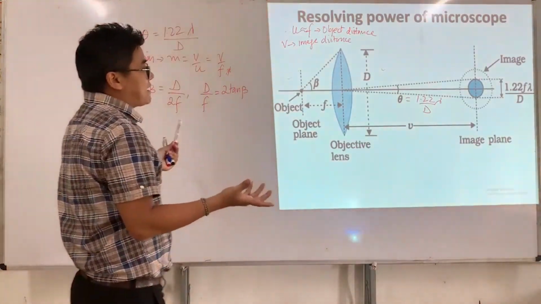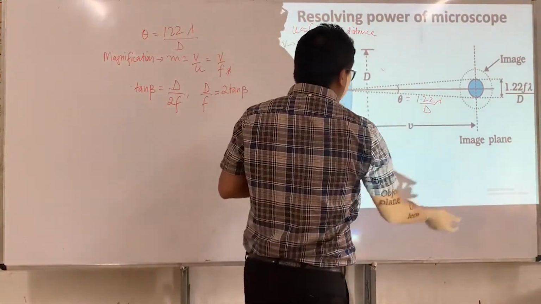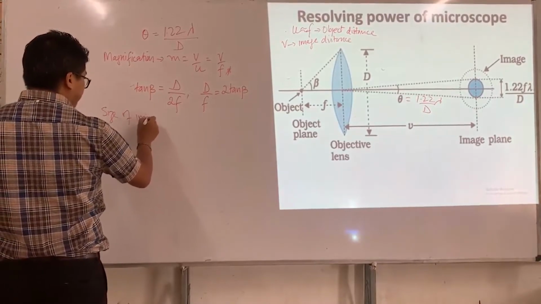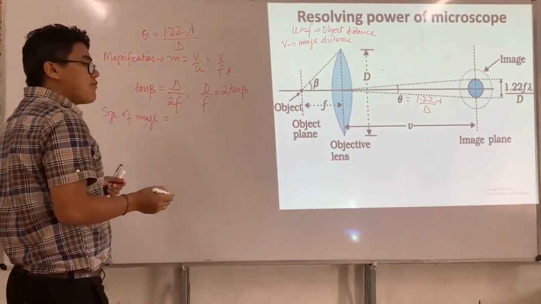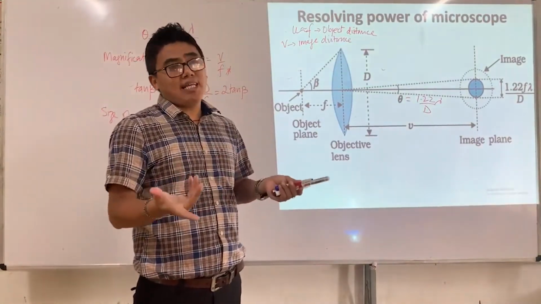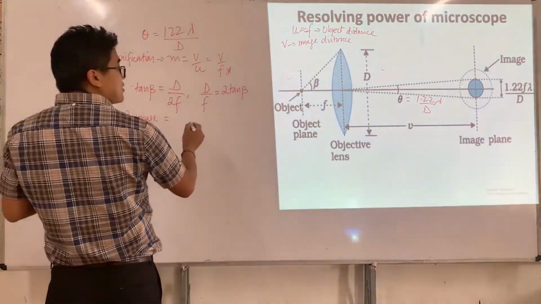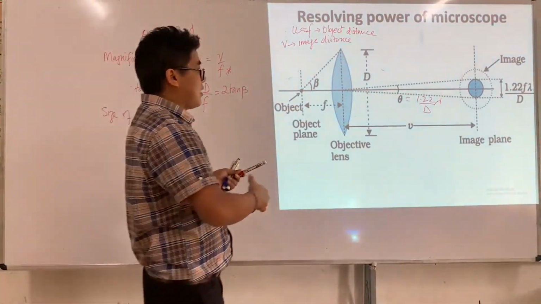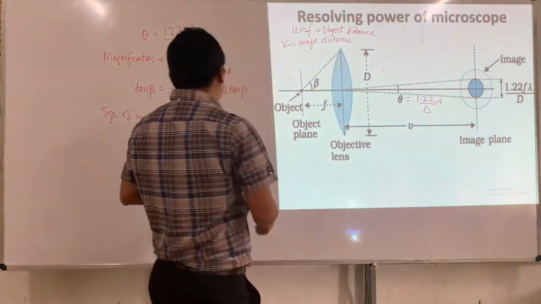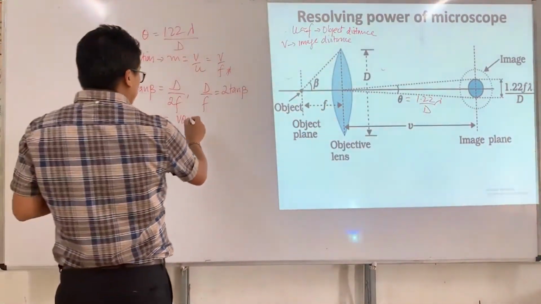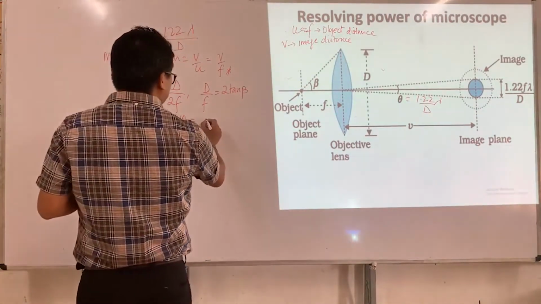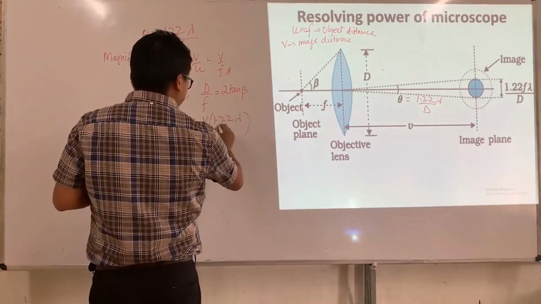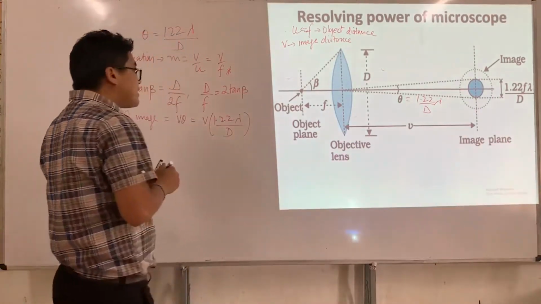Now we would like to see the size of image. What is the size of image? If the size of image is bigger, then the resolving power is less, which we discussed, right? V is the image distance, and theta is the angular separation. So therefore the size of image is defined by V times 1.22 lambda divided by D. This is the size of image.